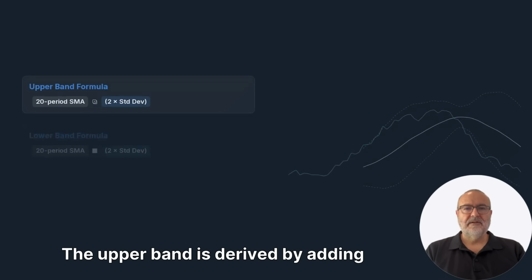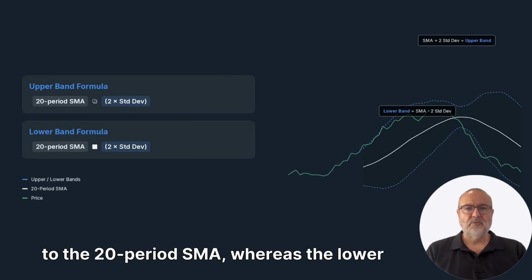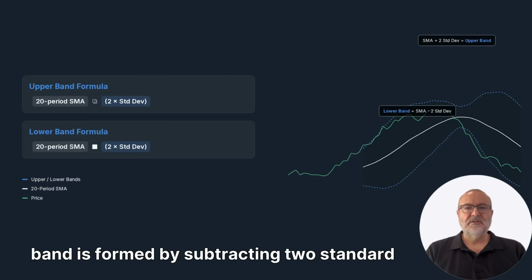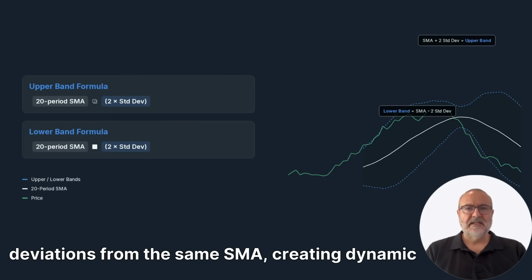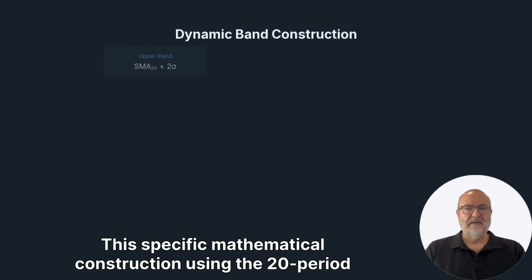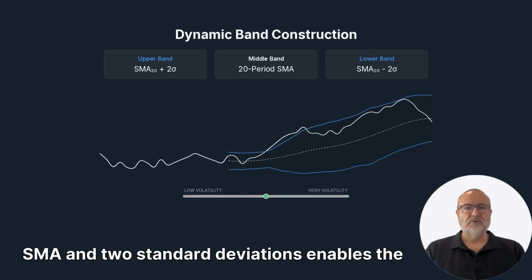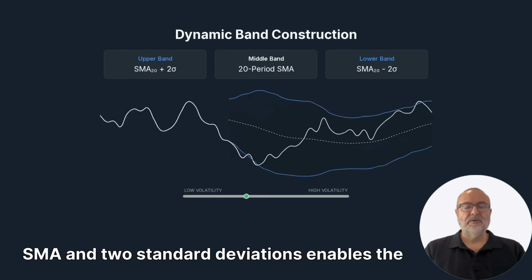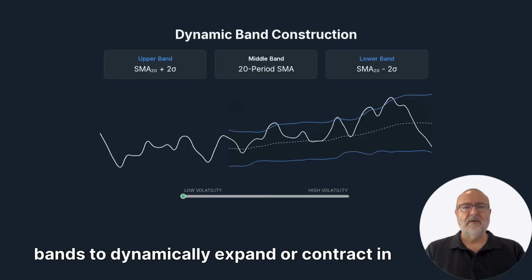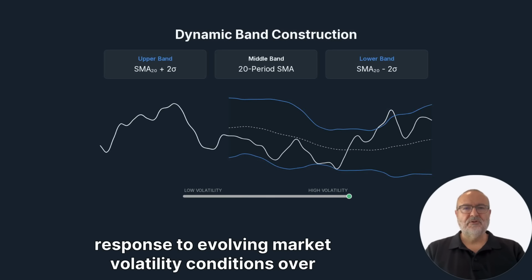The upper band is derived by adding two standard deviations of the price data to the 20-period SMA, whereas the lower band is formed by subtracting two standard deviations from the same SMA, creating dynamic boundaries. This specific mathematical construction, using the 20-period SMA and two standard deviations, enables the bands to dynamically expand or contract in response to evolving market volatility conditions over time.